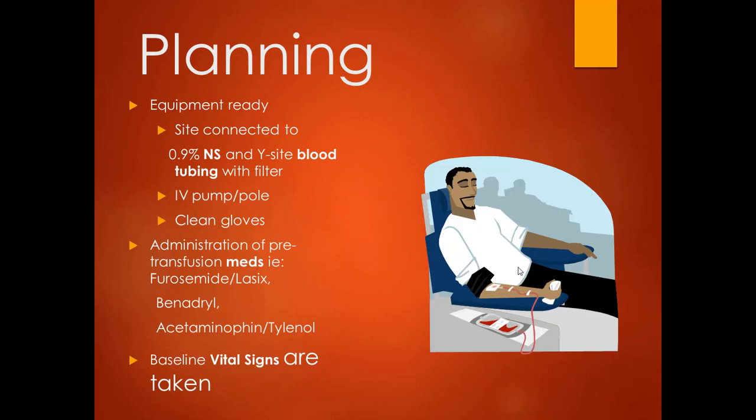Planning. Like I said, we need to have all of our stuff ready. We need to have the blood tubing hung, normal saline running, and threaded through the pump. We need to use normal saline because any other IV solution will actually cause damage to the red blood cells, or maybe cause clots. We need to make sure that we're giving any pre-transfusion meds, especially furosemide or Lasix, Benadryl, and Tylenol.